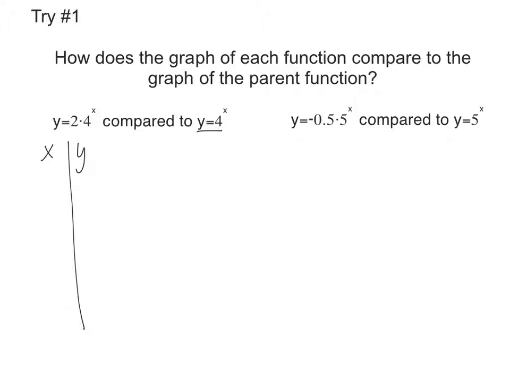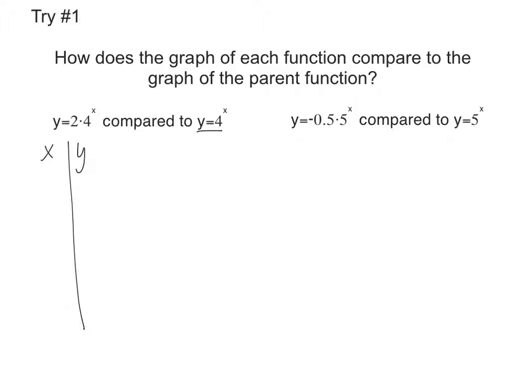Okay, so again, that's negative 2, negative 1, 0, 1, and 2. So then 4 to the negative 2, which we really know is 1 over 4 squared, gives us 1 over 16. 4 to the negative 1 is really 1 over 4. 4 to the 0 is 1. 4 to the 1 is 4. And 4 to the second is 16. Okay, that's the first one.